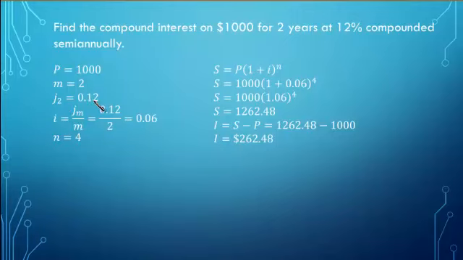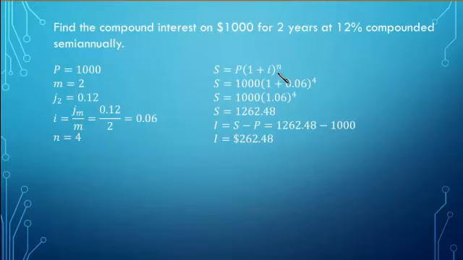The interest rate for each conversion period is going to be 0.12 divided by the number of interest periods, in this case 2, which gives us 0.06. And since it's for 2 years, we're going to have 4 interest periods. We can't calculate the interest directly. What we have to do is calculate the accumulated value. And for that, we have this expression.